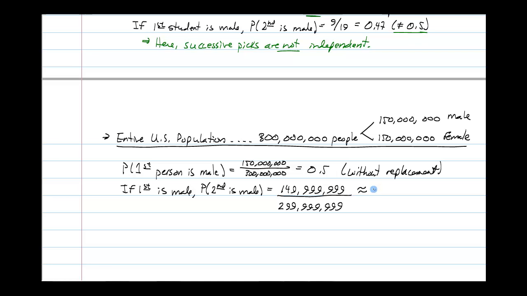And this is equal to pretty much 0.5. And if you want to get exact, it's 0.49, repeating forever. But you can see that there's not much of a change here between these two probabilities. They're very similar, and this is approximately 0.5. So these are very similar. Now in this particular case, because my population I was selecting from is so large, successive picks are nearly independent.